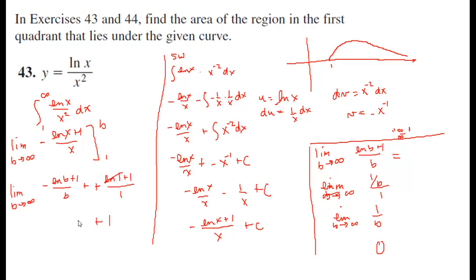So that's equal to a big old 0, and so our final answer is 1. The area under that curve is 1.